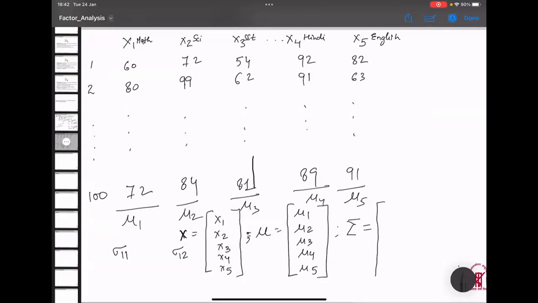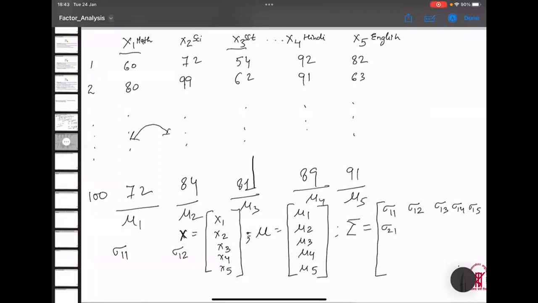And here it will be sigma 11. Now, what is sigma 12? Sigma 12 is the covariance between x1 and x2. What is sigma 13? Sigma 13 is the covariance between x1 and x3. Similarly, sigma 14, sigma 15.